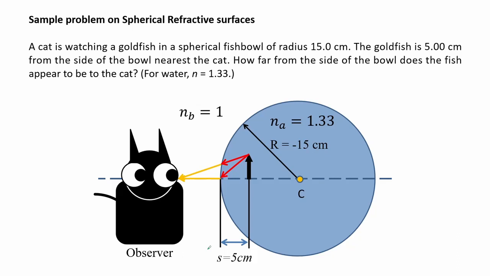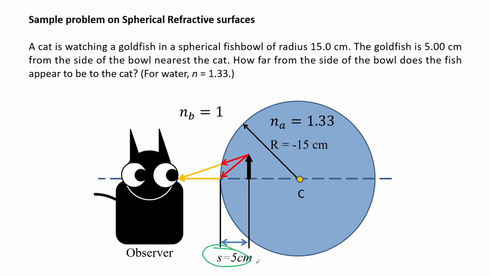Here we have samples on spherical refractive surfaces. A cat is watching a goldfish in a spherical fish bowl of radius 15 cm. The goldfish is 5 cm from the side of the bowl nearest the cat. How far from the side of the bowl does the fish appear to be to the cat? For water, the index of refraction is equal to 1.33.